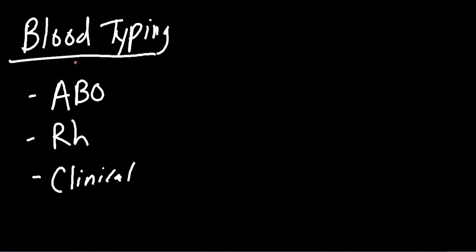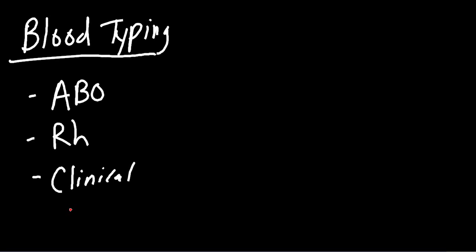When somebody says they have A positive blood, what does that actually mean? Well, we're going to cover that. We're going to talk about the ABO blood type system. That's going to be the most common blood type system. But we're also going to deal with the Rh system as well. And then also, we'll cover at the very end some clinical examples. And we'll nail this home. So that way, when someone says a blood type, you'll understand the mechanism of what it actually means.